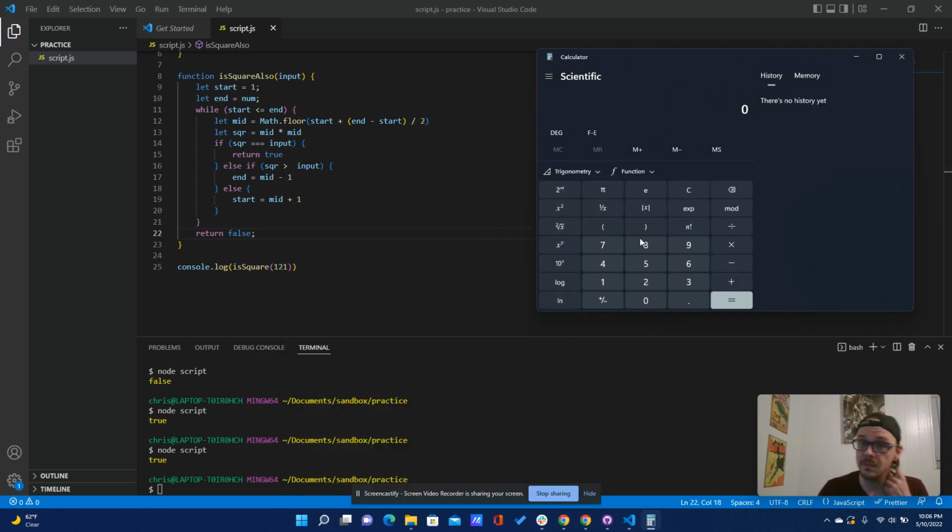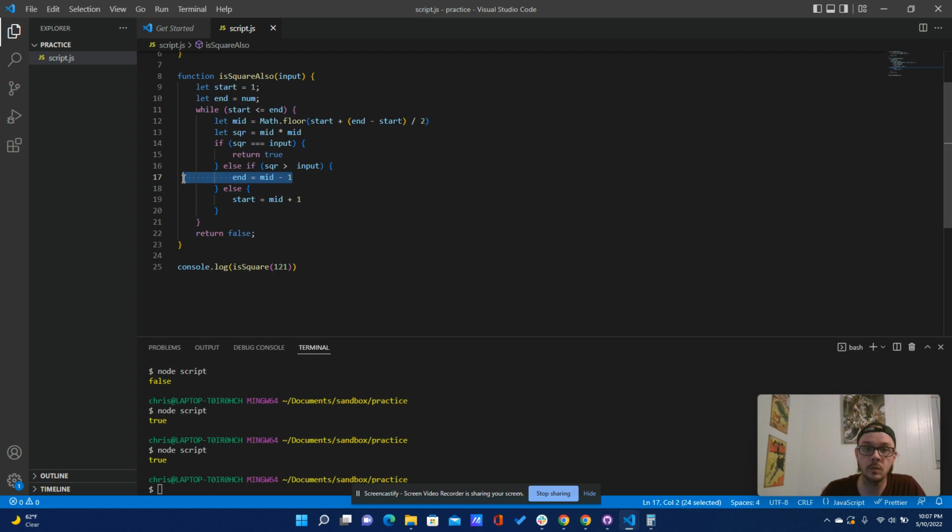I think it's 9. 12 minus 7 is 5. Divided by 2 is 2.5. Rounded down, that's 2. 2 plus 7 is 9. So our midpoint's now 9. 81, that's greater. So 8.